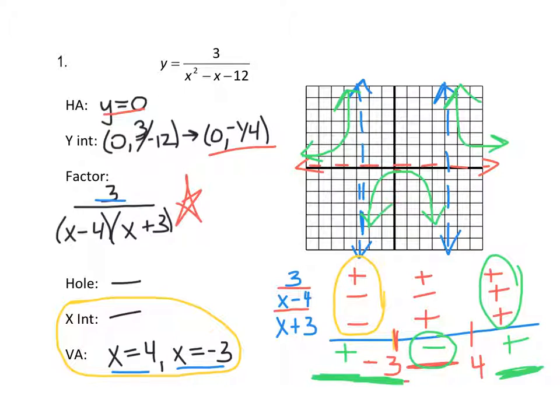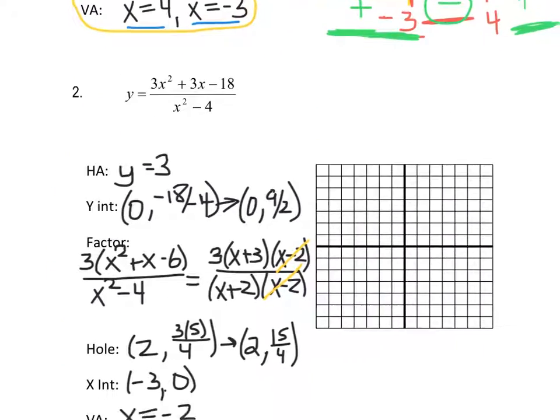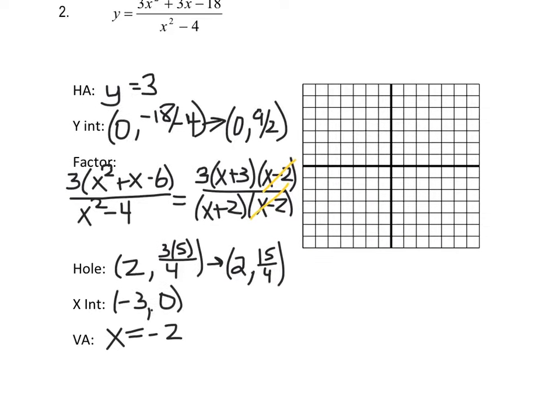So let's try another example with number 2. So first let's sketch the information I already have. So I have y equals 3 as my horizontal asymptote, a y-intercept of 0 and 9 over 2. 9 over 2 is about 4.5. And then I have a hole at 2 and 15 over 4. So 15 over 4 is almost 3. So it's about at the point 2, 4.